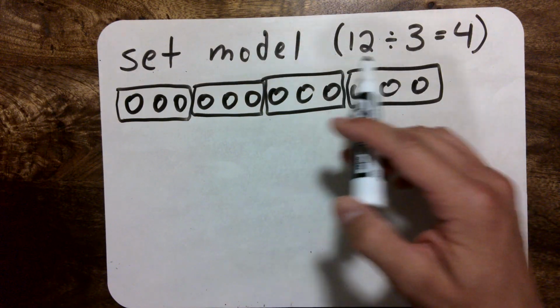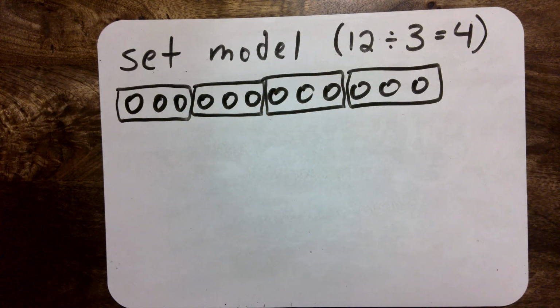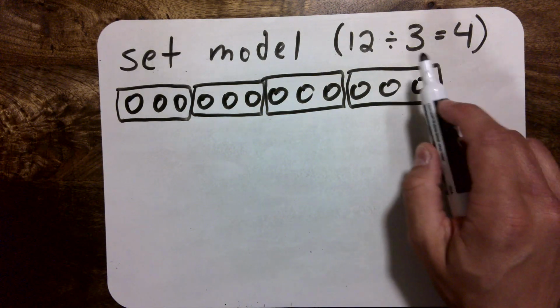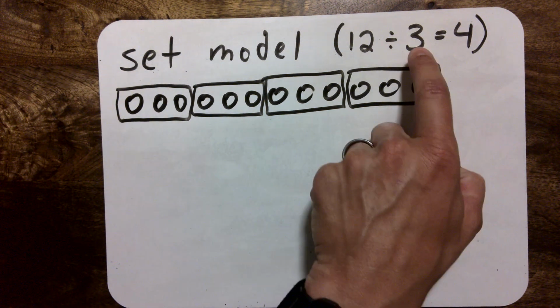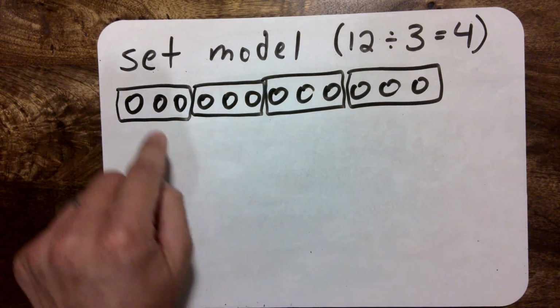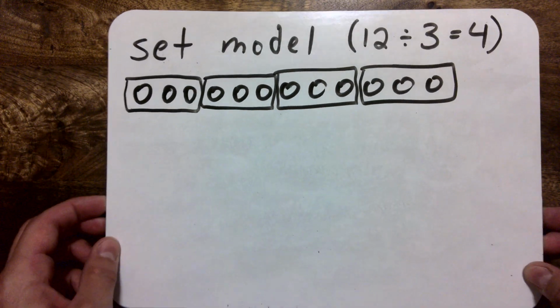Okay, so that'd be an example of the representational model, and then again the abstract model is just going to be that 12 divided by 3 equals 4. Again, noting that for measurement division, that divisor 3 is telling us the size of each group, not the number of groups, and then our quotient is the number of groups. Okay. All right, so that's the set model.